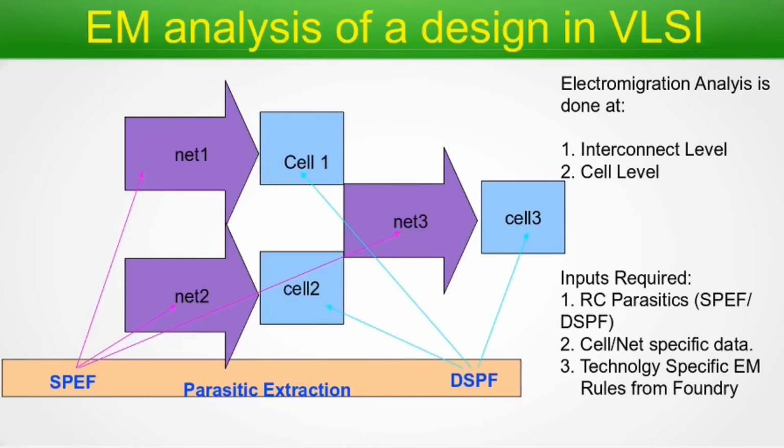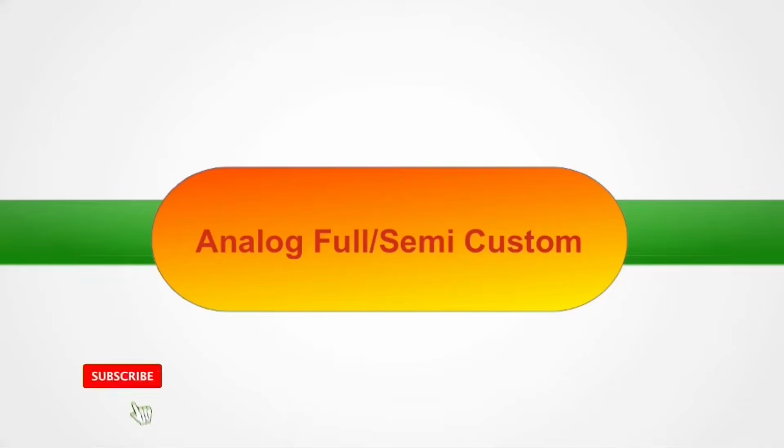What inputs are required? Number one is RC parasitics, SPEF or DSPF. These are two different formats. I will differentiate them at a later stage of this video. Number two is cell or net specific data. I will also share what the data is. Number three is technology specific EM rules from the foundry. This third point is very much important. This rule gives the capping level, the threshold for the RMS current or the peak current, whatever current we are seeing in a net. If this threshold is not crossed, it doesn't show a violation. But if this threshold is crossed for any net, metal, via, whatever, that will be predicted as a potential EM violation.